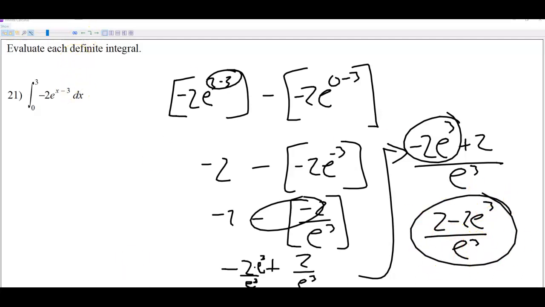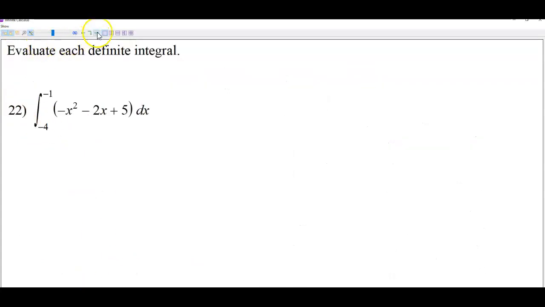Let's see how they wrote it here. Oh, they just left the -1 in the front, but oh well, it's good enough. All right, let's move on to the next one. Okay, let's go ahead and move on to this guy.